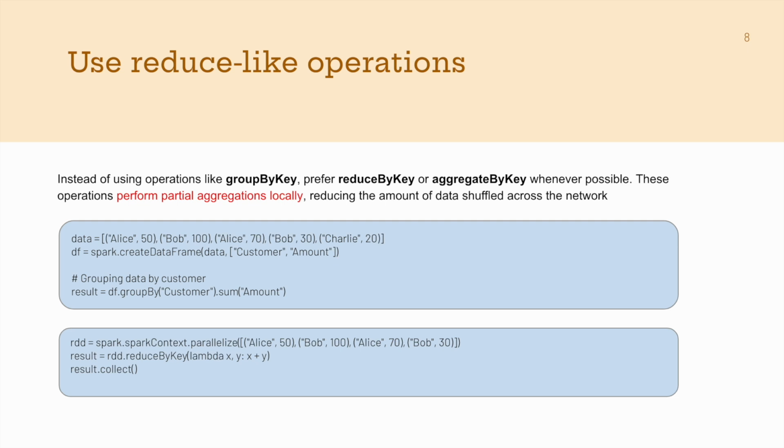And if you see on the screen, we have a simple example showing how the same thing can be done in two different ways. In the first example, we do df.groupBy on customer and get the total amount. And in the second also, we do the same thing but using reduce by key. It's literally the same, but it actually makes a lot of difference in the backend.